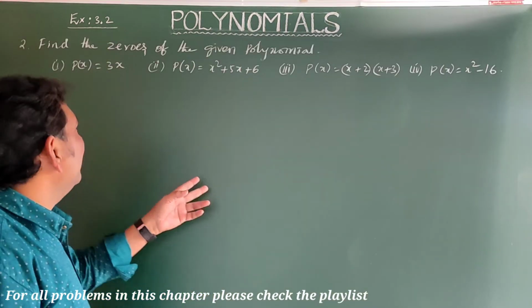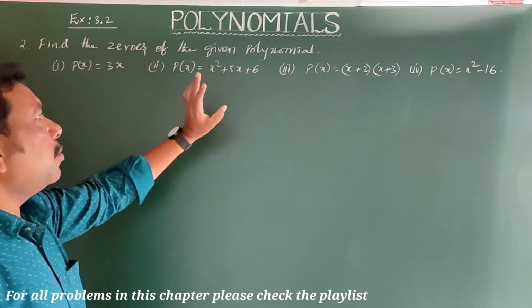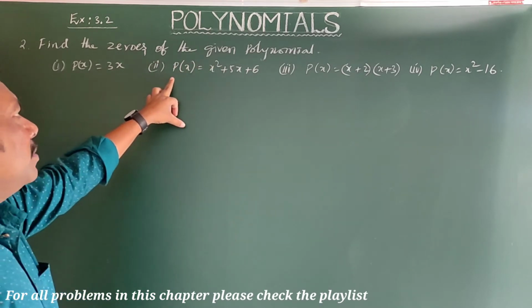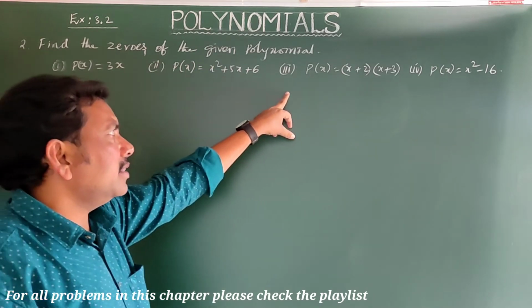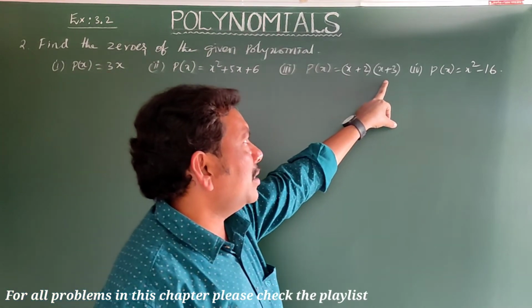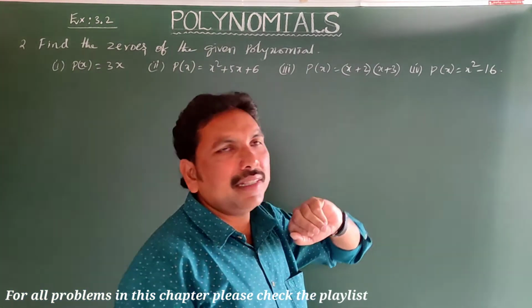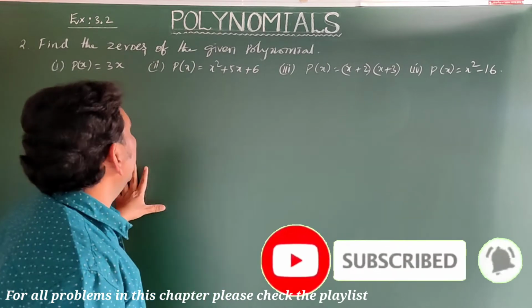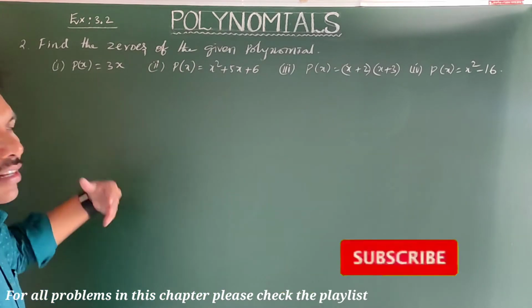Okay, second question. Find the zeros of the given polynomials. p of x is equal to 3x, p of x is equal to x square plus 5x plus 6, p of x is equal to (x plus 2)(x plus 3), p of x is equal to x square minus 16. Let us find the zeros of the given polynomials one by one.